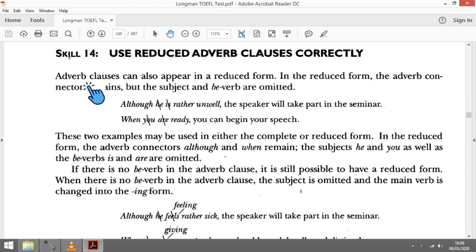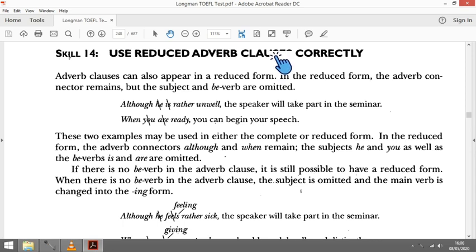We still talk about using reduced adverb clauses correctly. Last time we learned about skill 13, reduced adjective clauses. This one is about adverb clauses, so we talk about adverbs. It's different from skill 13.